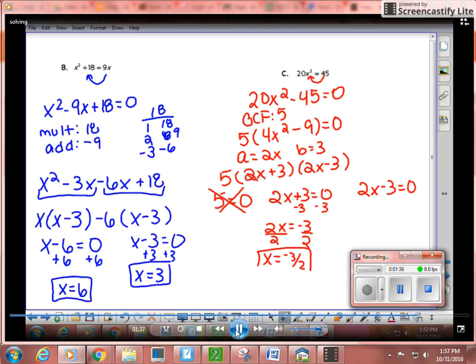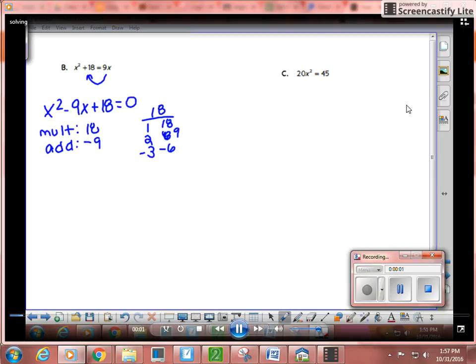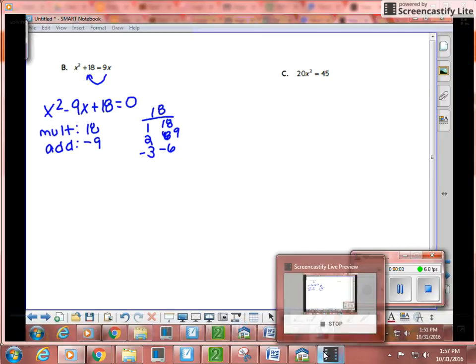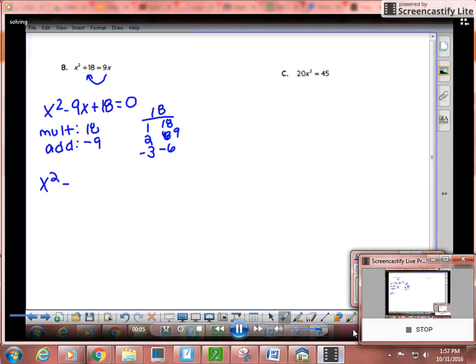It's fine to get a fraction answer because that's really just negative 1 1/2. I'm going to add 3 to the other side and get 2x is equal to 3. Divide by 2, divide by 2, so x is going to equal 3 halves. So again, these are my two solutions, and that's going to work out because it's going to hit at 1 1/2.